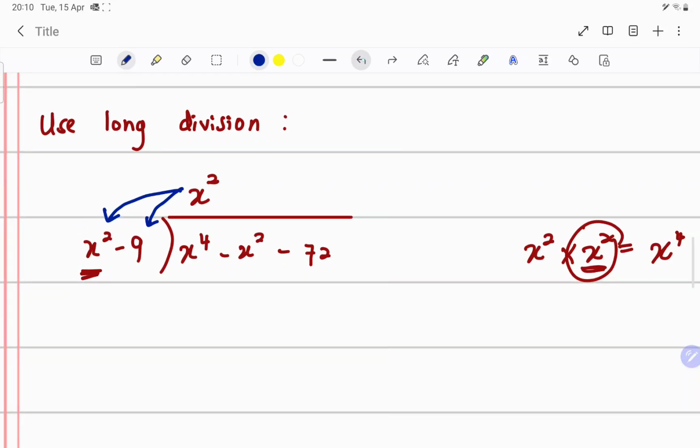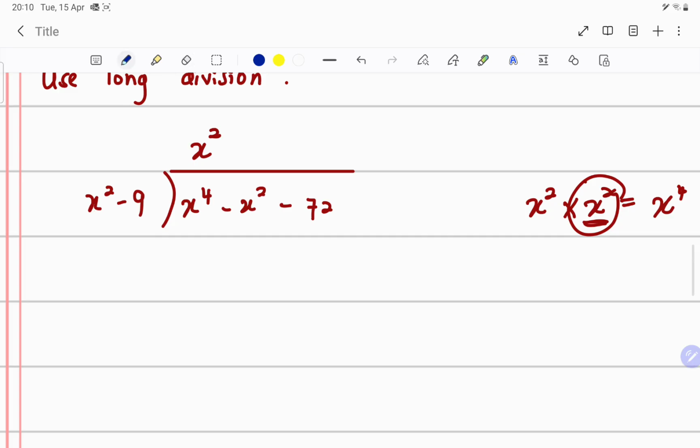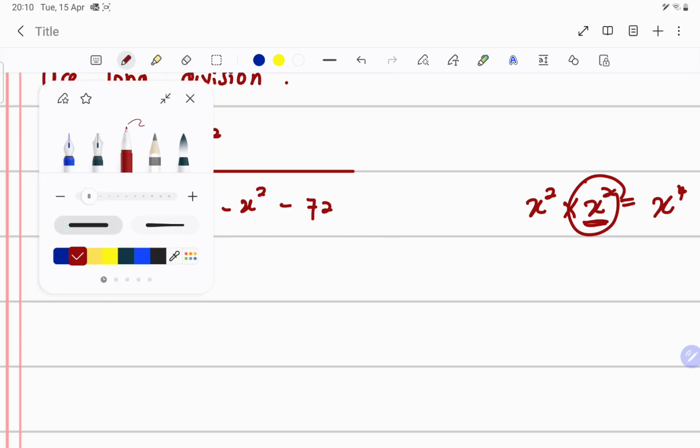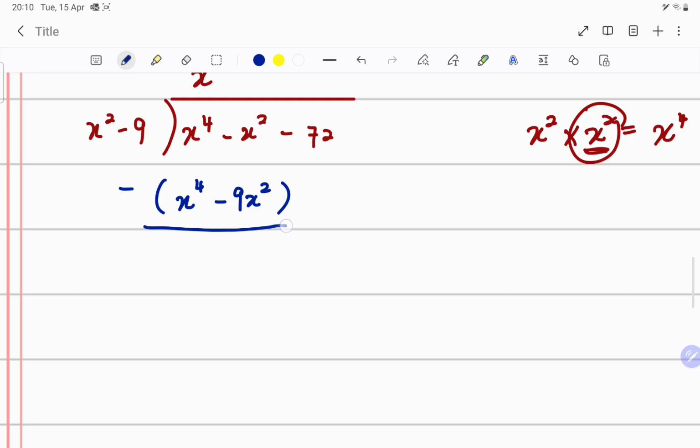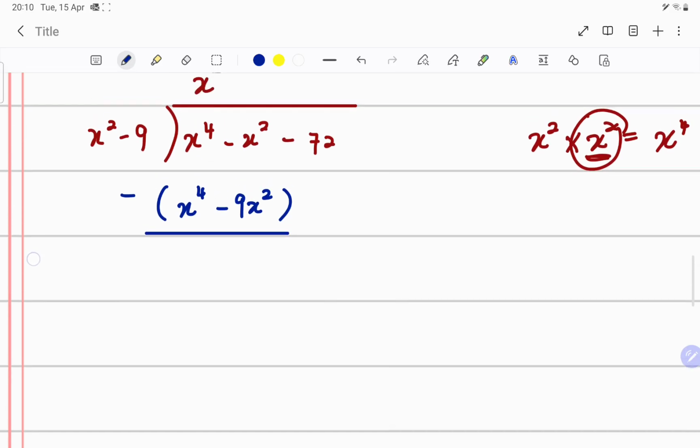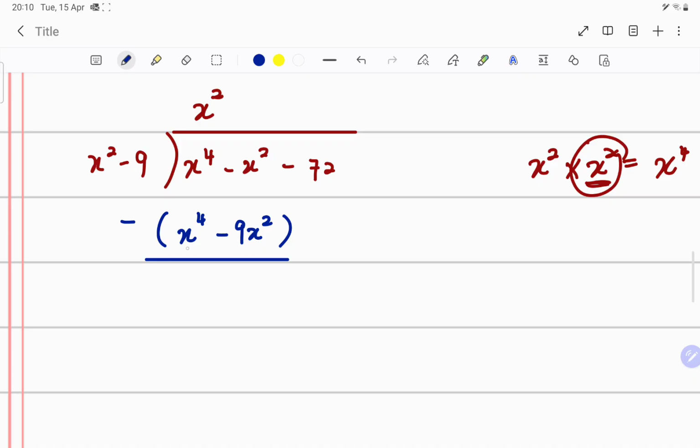Now, proceed on. The next step is we multiply. So x squared multiplied by x squared is x to the power of 4. x squared multiplied by negative 9 gives you negative 9x squared. So put bracket, put minus. Then put a line underneath like this, and then you subtract: x to the power of 4 minus x to the power of 4. Of course, apple minus apple, 0.